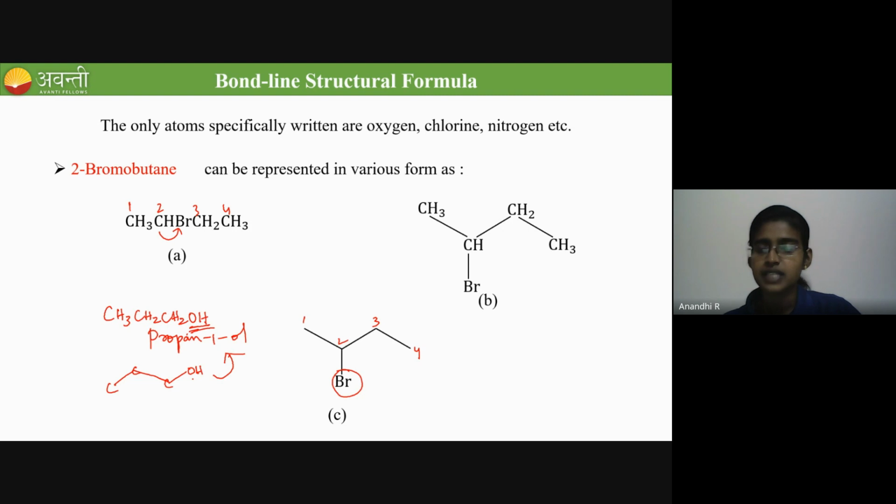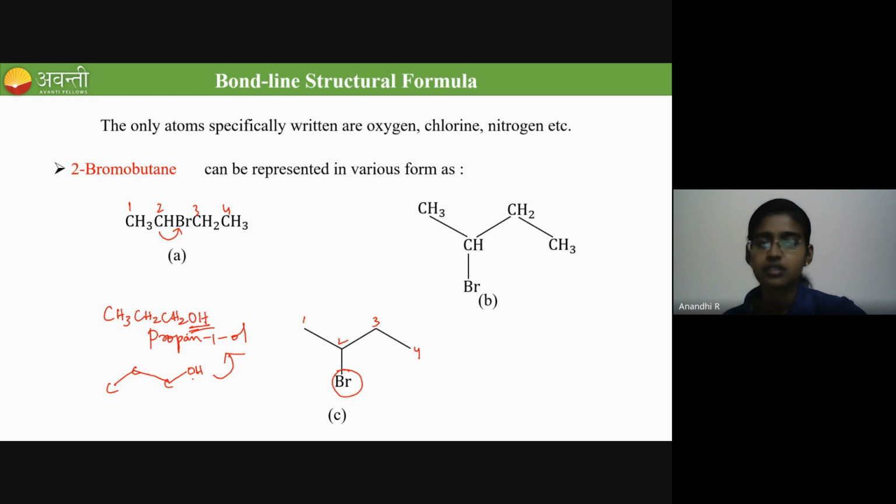So in the complete structure, what are we doing? We are representing all the carbon, single, double, and triple bonds as well as hydrogen bonds. In case of condensed, we are representing only the carbon-carbon multiple bonds. In case of bond line, we are not mentioning the carbon and hydrogen, and other than these 2, all others are represented in the structure using zigzag manner.